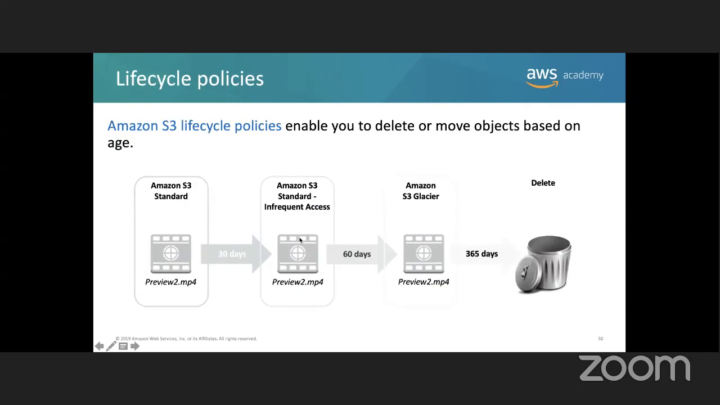Okay. So a lifecycle policy enables you to delete or move objects based on age, right? So after 30 days, you're going to move this preview MP4 to Standard-IA, right? And then after 60 days, you're going to move it to Amazon S3 Glacier. And then after 365 days it is deleted, right? Just an example, it doesn't have to be like that.